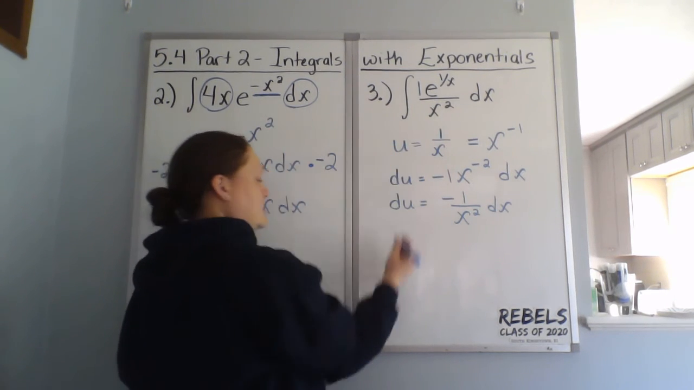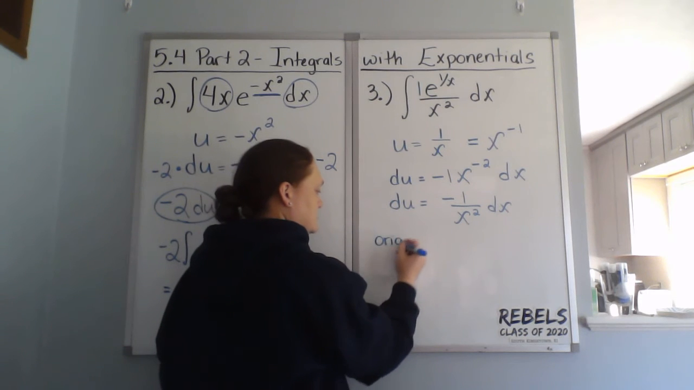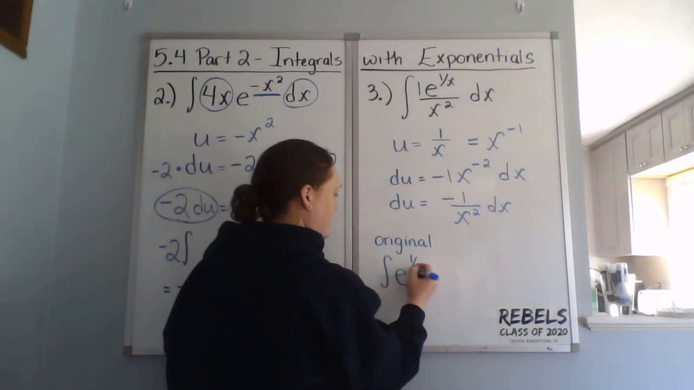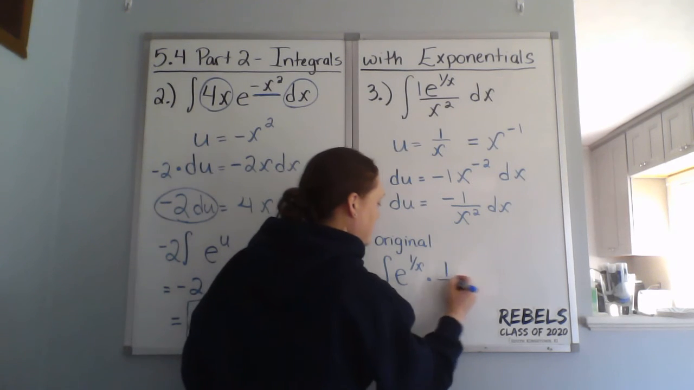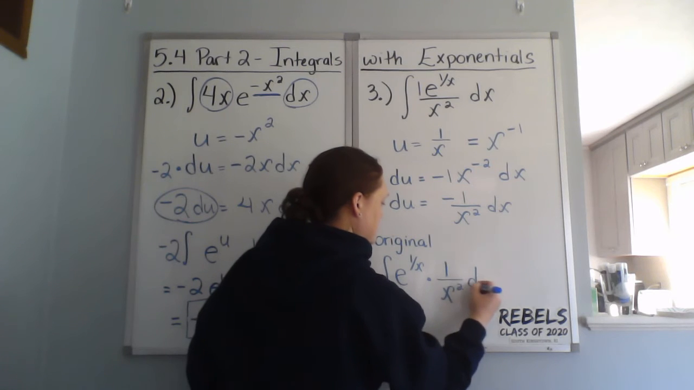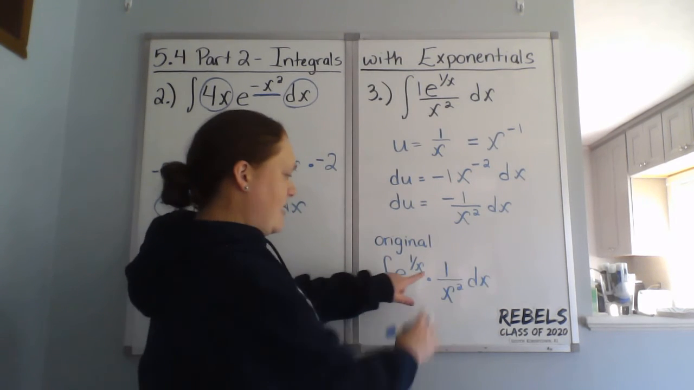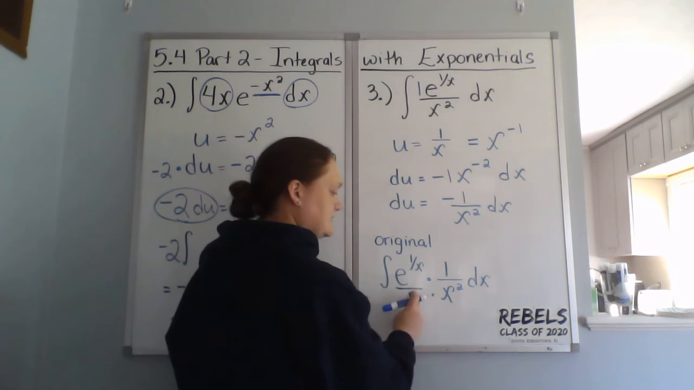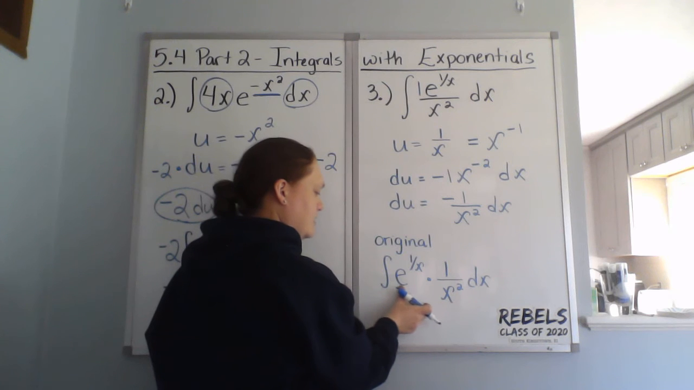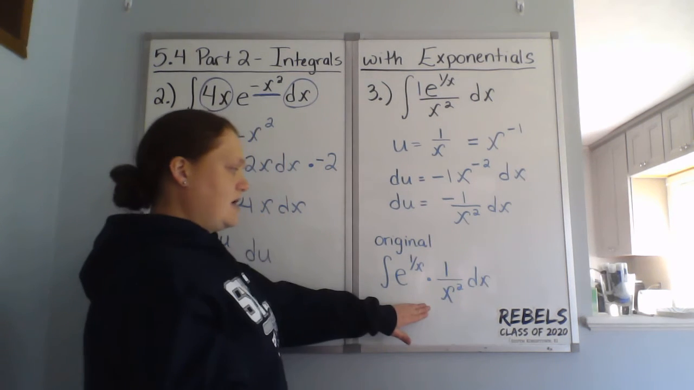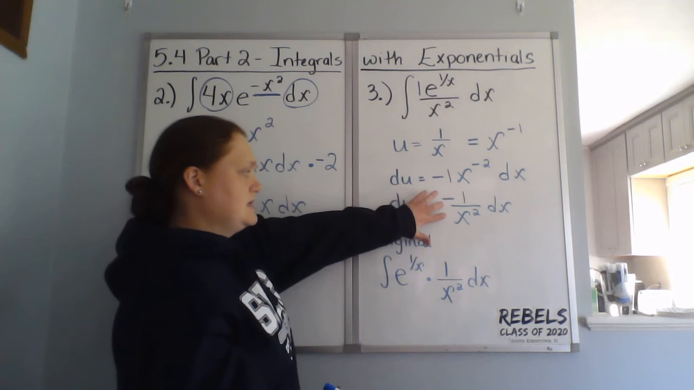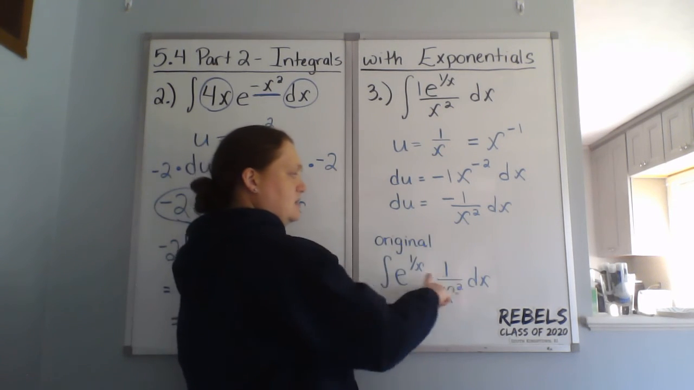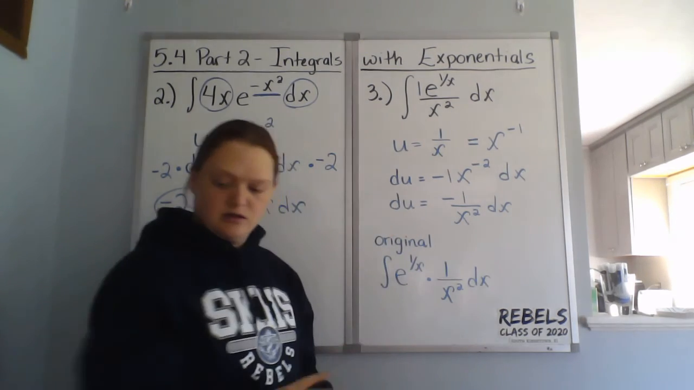You can think of the original problem like this: e to the 1 over x times 1 over x squared dx. Because if I were to multiply these, if I put this over 1, I'd have the same numerator and the same denominator that I have up there. But seeing it written this way makes it a lot easier to make the connection between this piece and this piece. The only difference now is that negative. There's no negative here, so I'm going to move the negative to the other side.